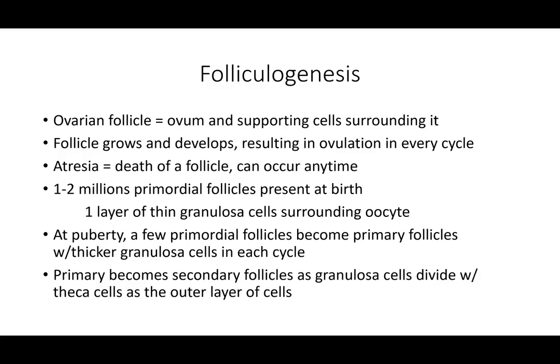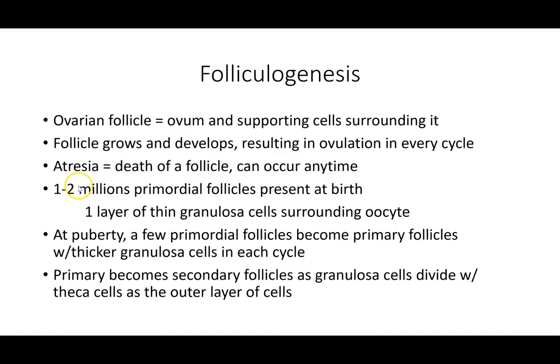All right, picking up where we left off in the previous video with folliculogenesis. The ovarian follicle is the ovum or egg cell and some supporting cells that surround it. Follicles will grow and develop, resulting in ovulation during each cycle after puberty and before menopause. There's a process called atresia. This is the death of a follicle. This can occur at any point during the process, at any point during the month. So not all follicles will fully develop.